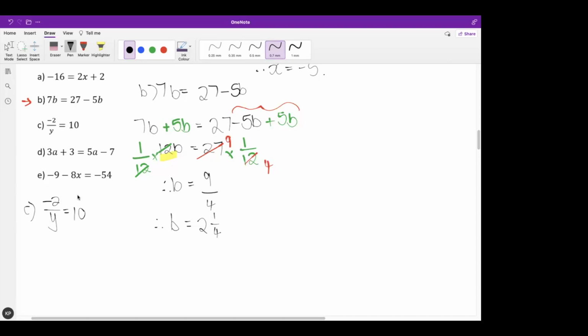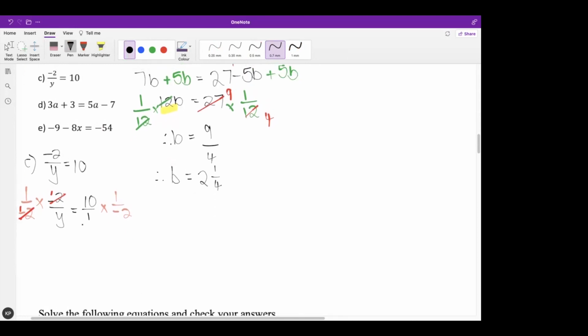Okay, Seth says, let's first multiply by 1 over negative 2. We can do that. Let's do that first then. So I'm going to say 1 over negative 2 times negative 2 over y is equal to 10 over 1 times 1 over negative 2. Left-hand side, they will cancel out, leaving 1. On my right, I have a positive and a negative.